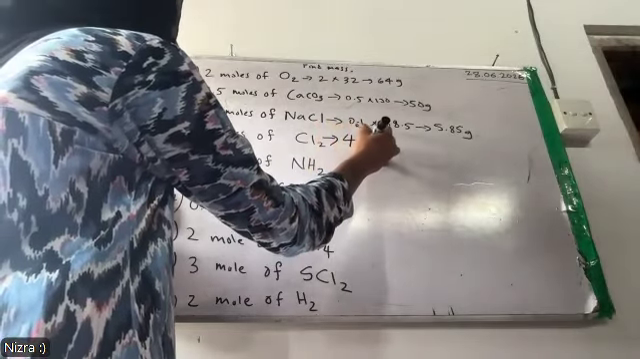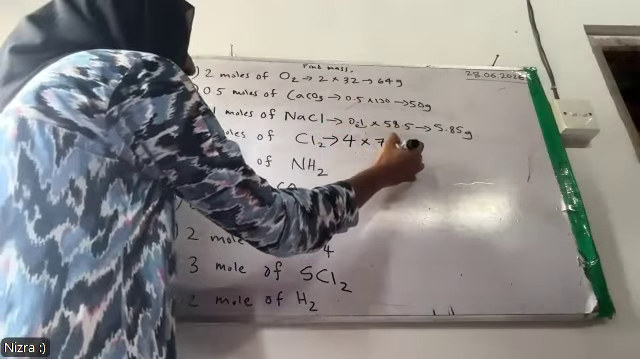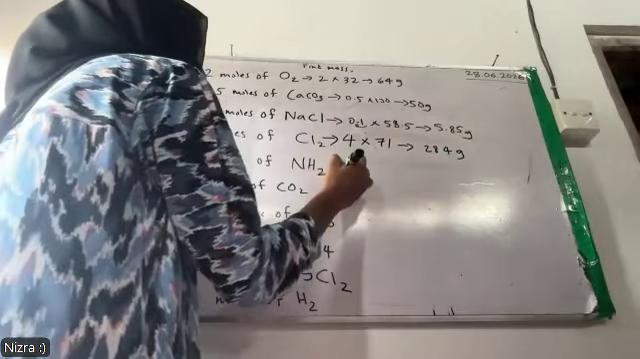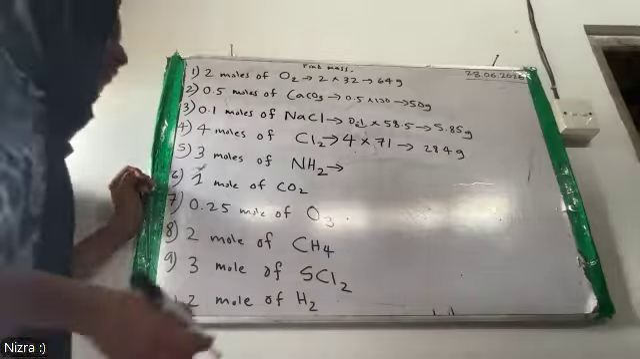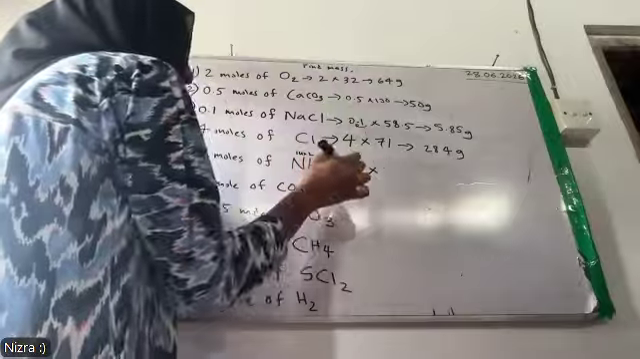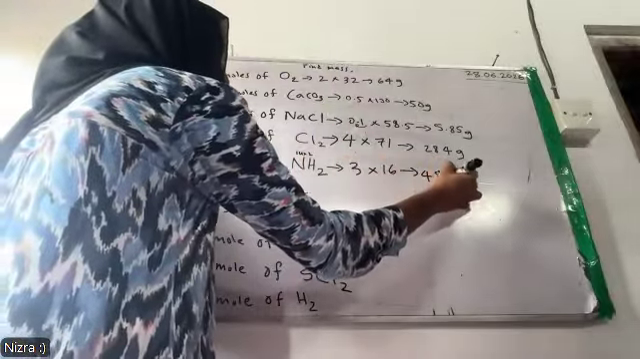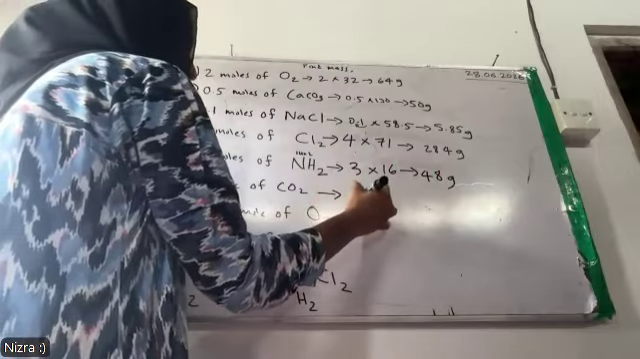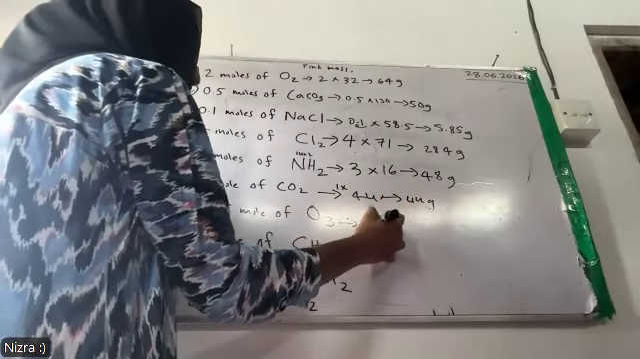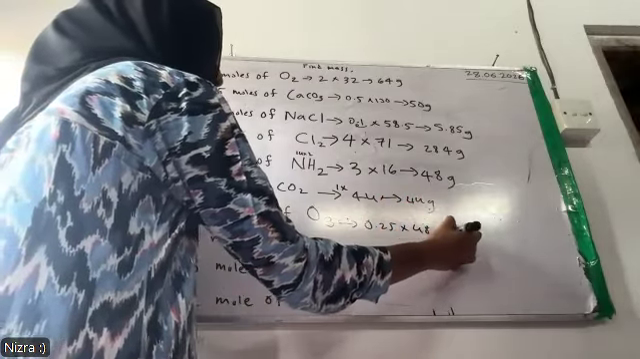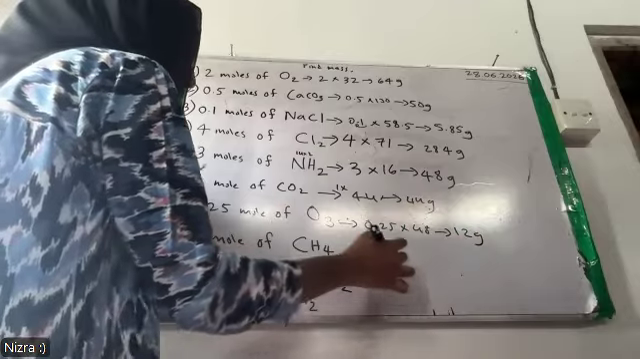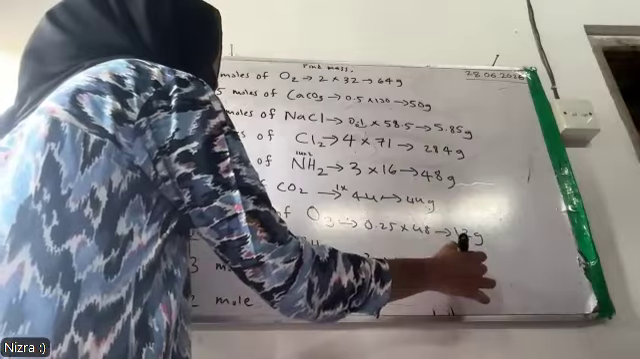So here 4 multiplied by 71. 284 grams. Okay. Then 3 into NH2. 48 grams. Here 1 into 44. 44 grams. Here 0.25 into 48. You can get 12 grams. Here 2 into 60.